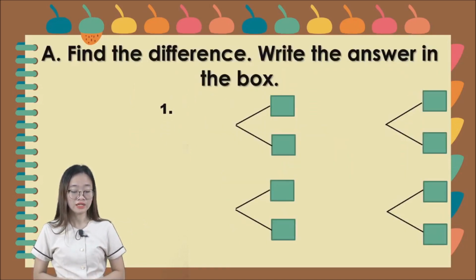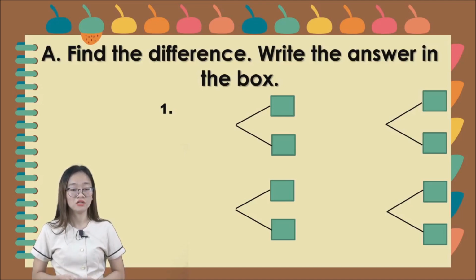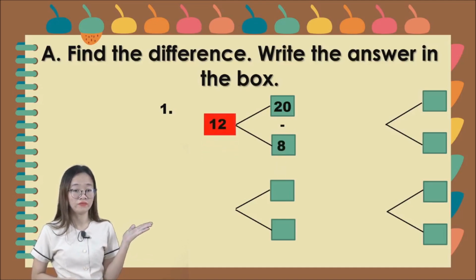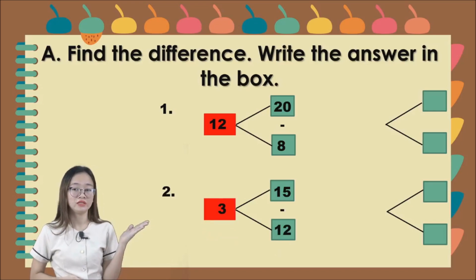Okay, now kids, let us answer your activity in your book. So this is letter A. You need to find the difference and write the answer in the box. So number 1, we have 20 minus 8. The answer is 12. Number 2, we have 15 minus 12. The answer is 3. Number 3, 30 minus 25. The answer is 5.